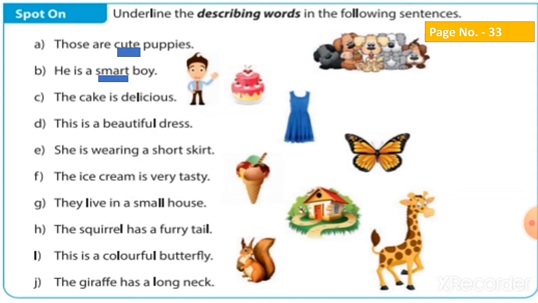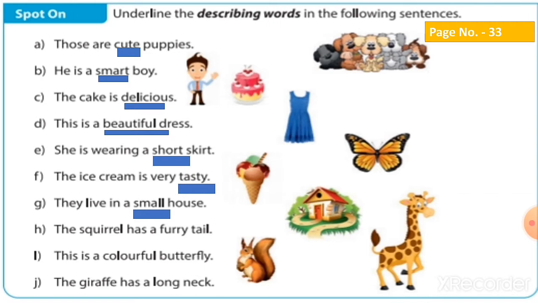Underline it. C. The cake is delicious. Delicious. Underline it. D. This is a beautiful dress. Beautiful. E. She is wearing a short skirt. The skirt is short. Yes, very good. So underline short. F. The ice cream is very tasty. Tasty is a describing word. So underline it. G. They live in a small house. Small is a describing word.